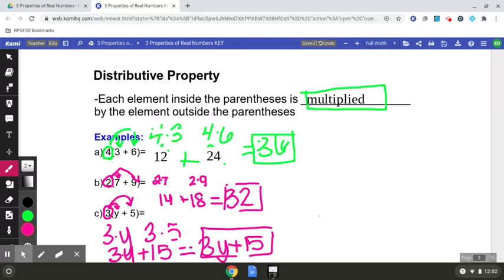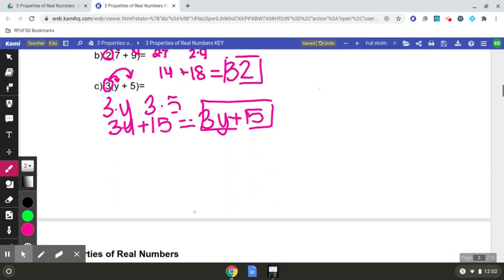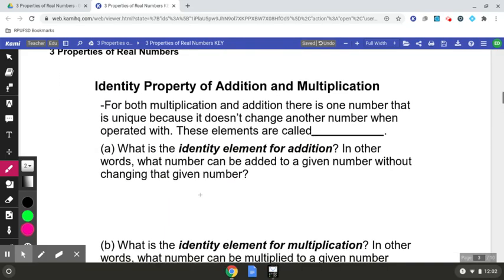We're going to do a whole worksheet on this. We're going to look at the distributive property more, because it's super, super important. So if we move on from that, we're looking next at our identity properties.